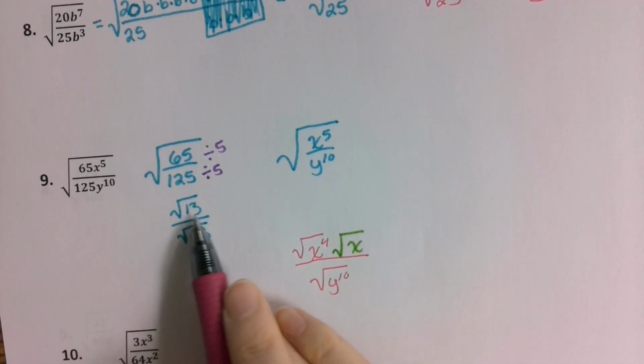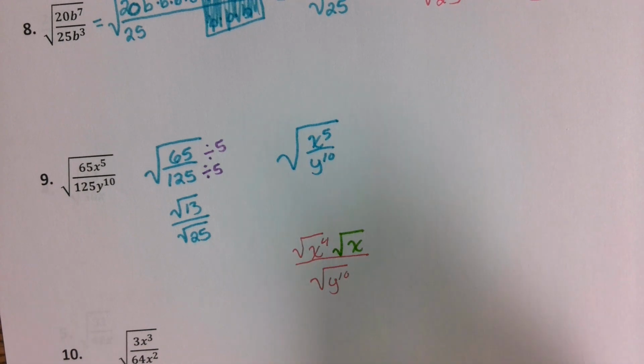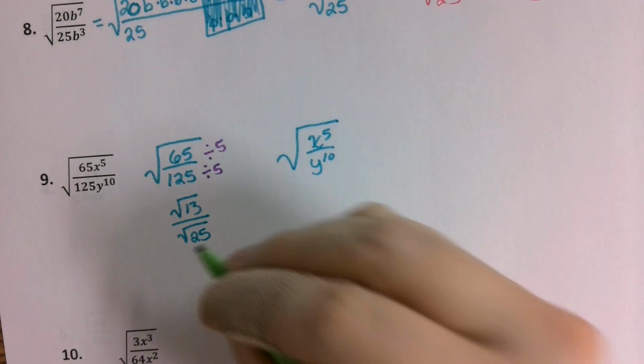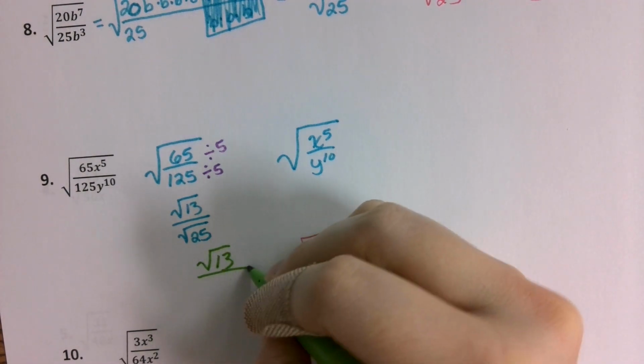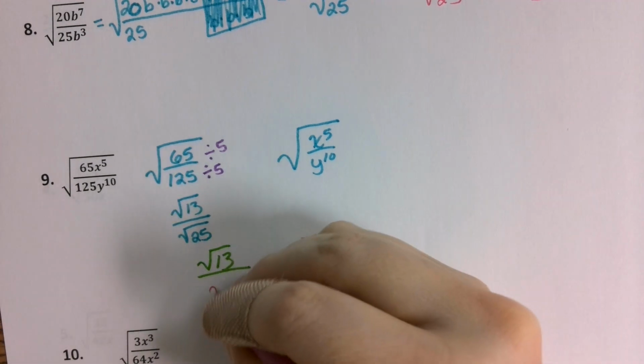Now let's focus on the numbers. Square root of 13, is that a perfect square? No, so that's just square root of 13. Is 25 a perfect square? Yes, that's square root of 25.